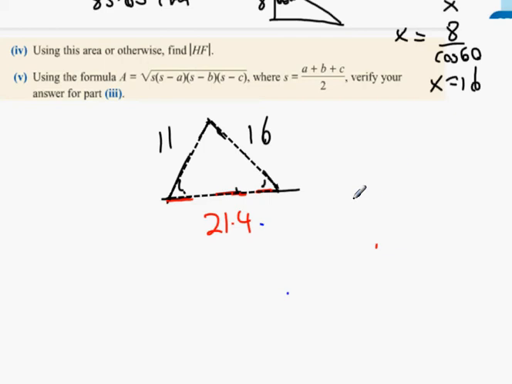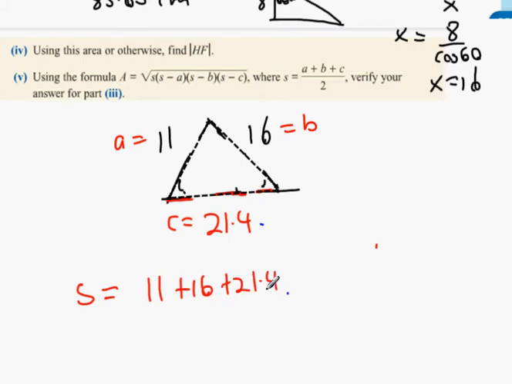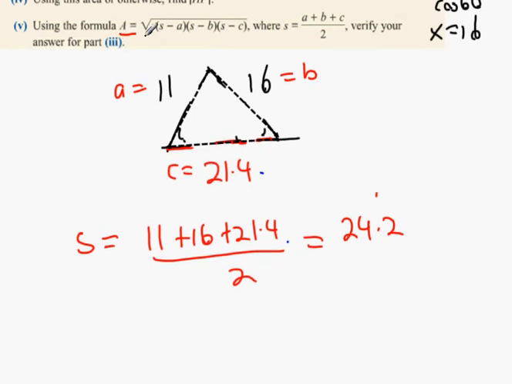What you do is you name all the sides A, B and C. Then you find the S value. The S value is simply adding them all together and dividing by 2, which you can do on the calculator. It's 24.2. Once you know that, you put it into the area formula. The area formula uses your S value. What's our S value, guys?